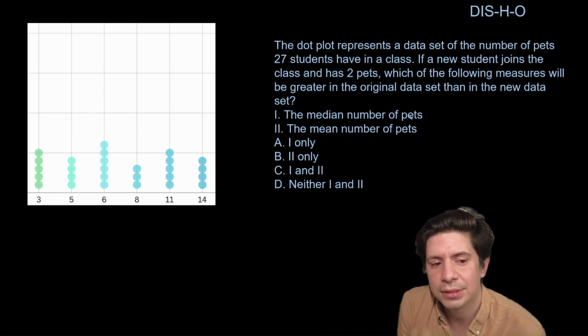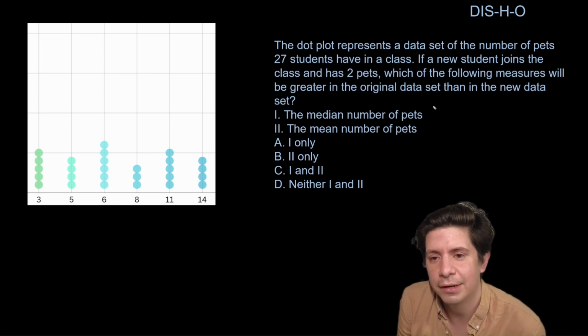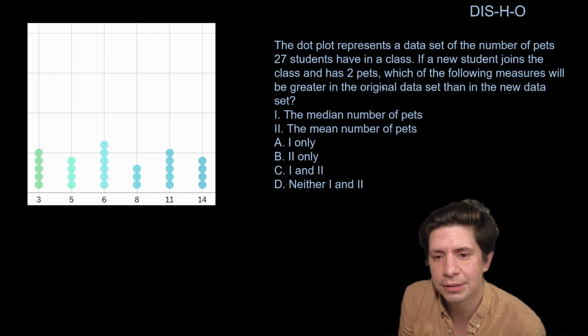The dot plot represents a data set of the number of pets 27 students have in a class. If a new student joins the class and has 2 pets, which of the following measures will be greater in the original data set than in the new data set? The median or the mean?